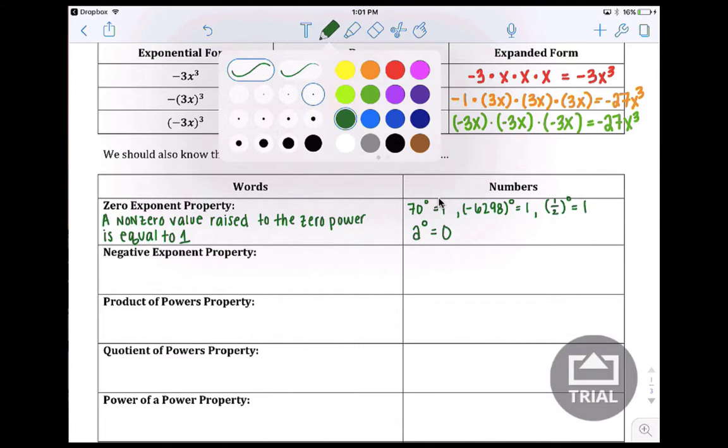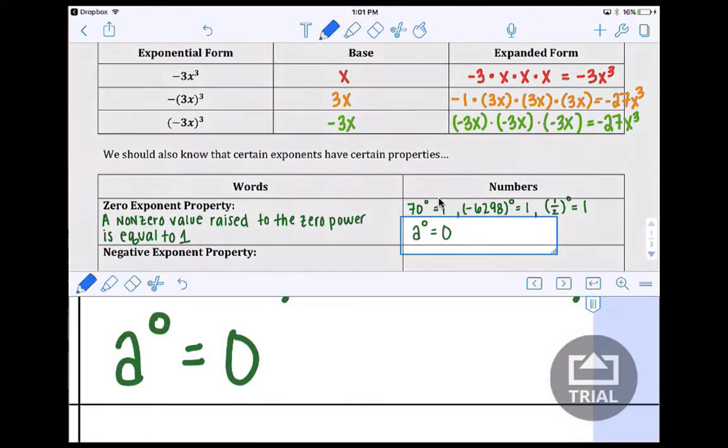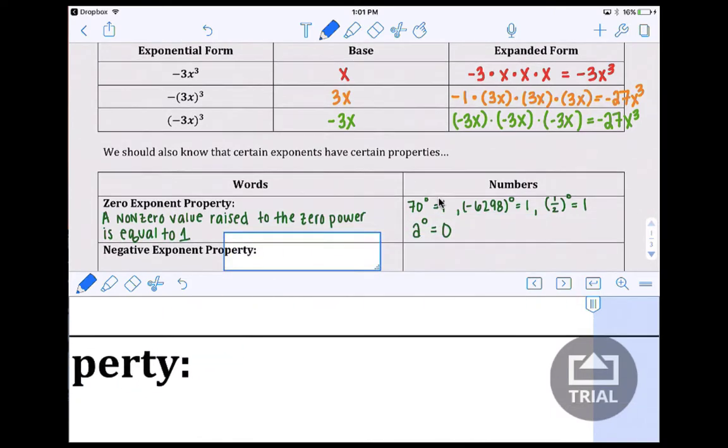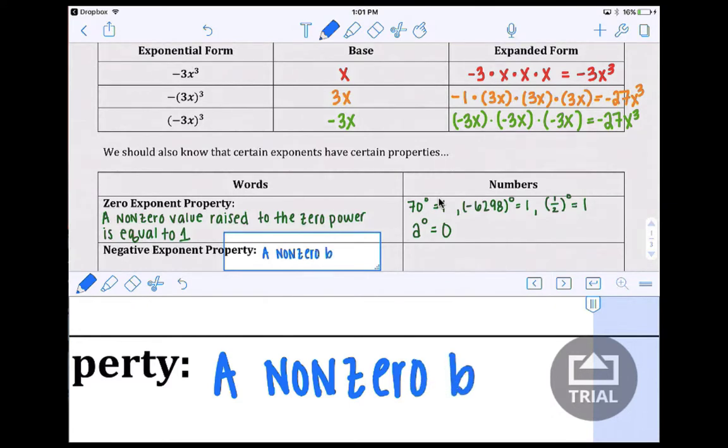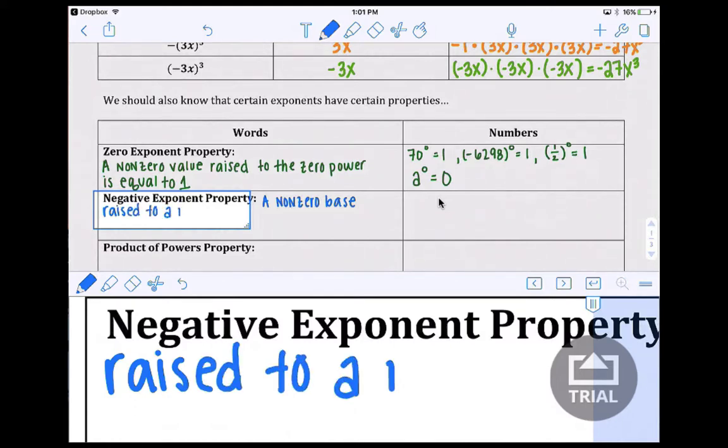Next, we have this thing called the negative exponent property. And this one's a little wordier and tends to be a little more complicated. So again, a non-zero base. So that means we're raising something that's not 0 to a negative power.